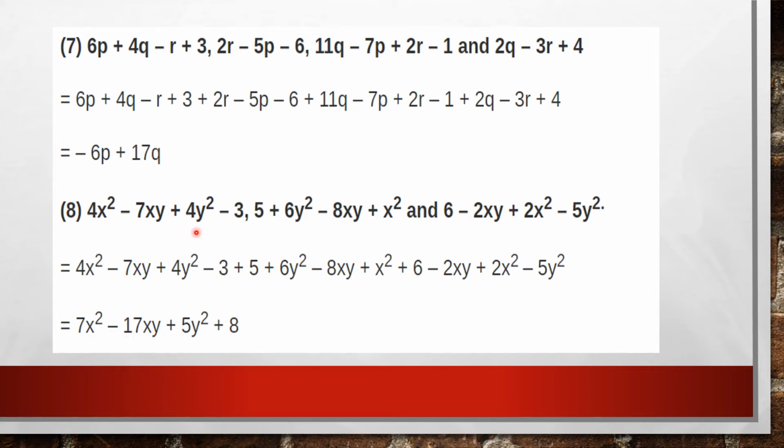4y squared here. This 4y squared added with 6y squared, we get 10y squared, and then 10y squared minus 5y squared is 5y squared. We are grouping the constants. So minus 3, here plus 5 here. So the answer is plus 2, added with 6. 2 plus 6 is 8.